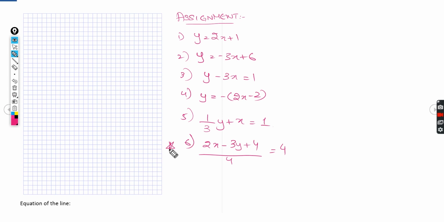In the next video, I will be explaining equation of the line only, but with the help of graphs. So we'll see how we use graphs and take out the equation of the line for that. So stay tuned.